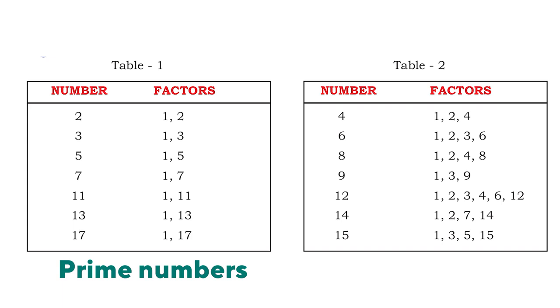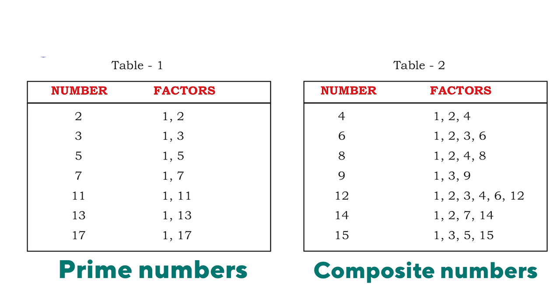Let's look at table 2. The numbers there have more than two factors. For example, look at 9. The factors are 1, 3 and 9. How about 14? The factors are 1, 2, 7, 14. Since those numbers have more than two factors, they are called composite numbers.